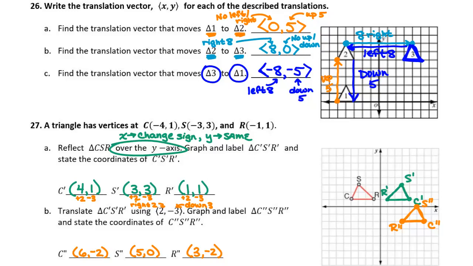Why is orange 0? Oh, because it didn't move left. Didn't move left or right at all. That first number in the translation vector always tells you how far left or right you're moving. The second number in the translation vector tells you how far up or down you've moved your object.